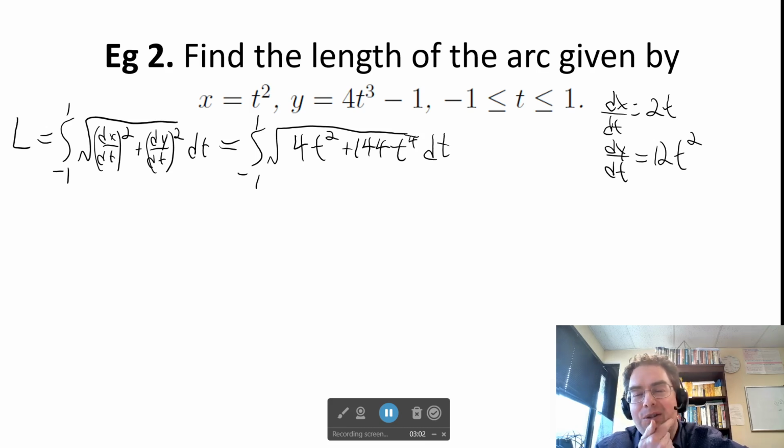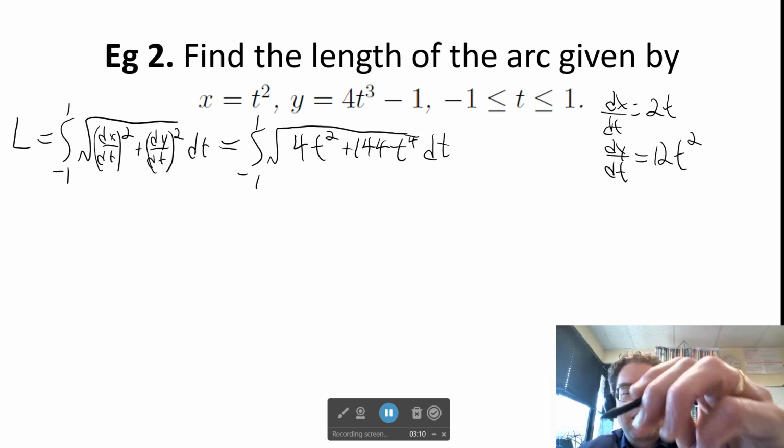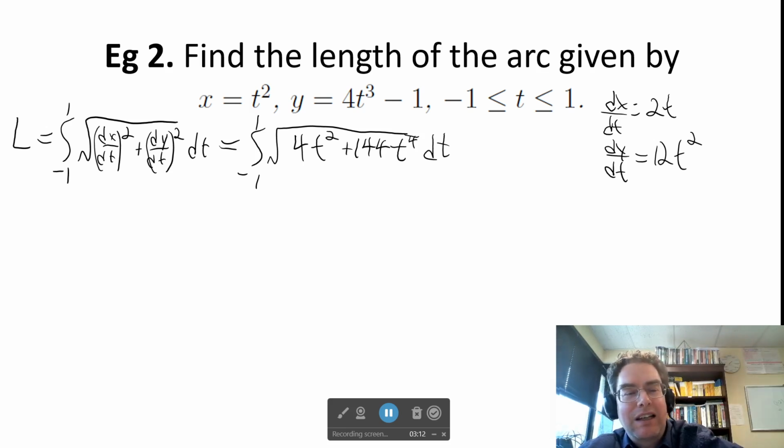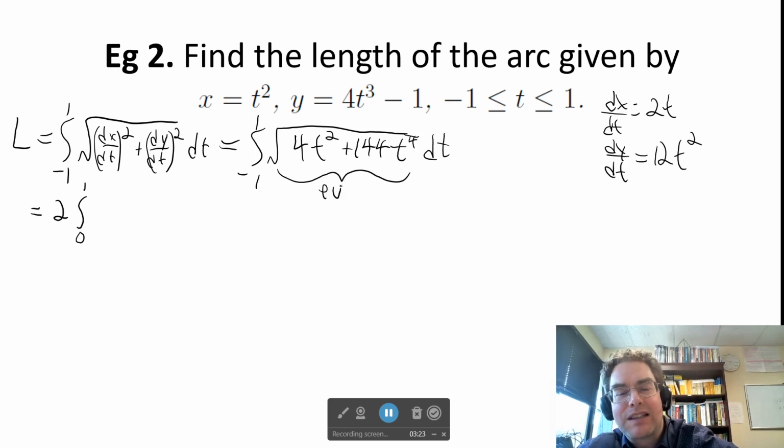Now, here we do actually have the issue of plus minus, because t could be negative, but we can do away with that pretty easily by multiplying by 2 and integrating from 0 to 1, and we can do that because our integrand in this case is even. So we have that symmetric property of integrals that says we can do that.